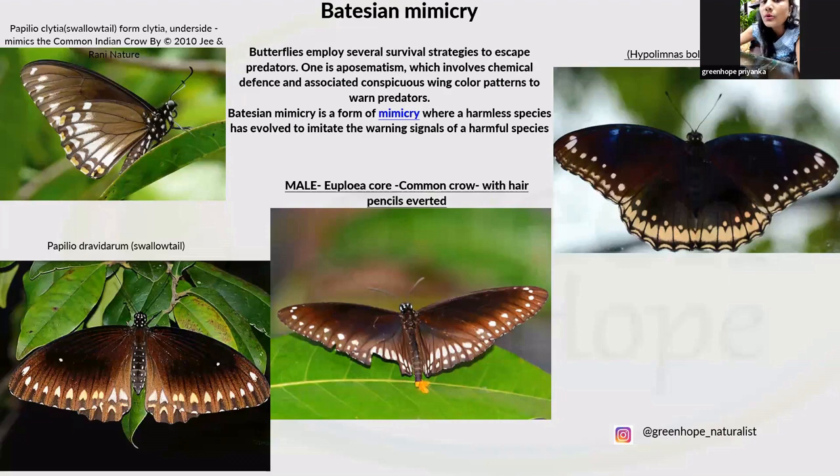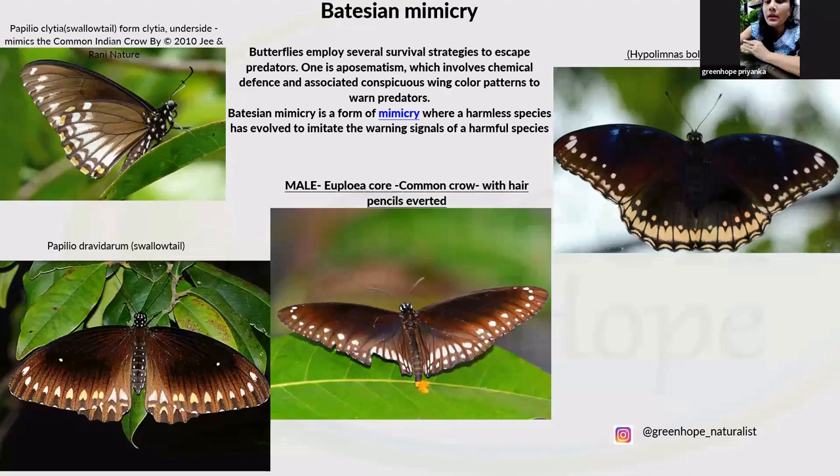Why do they mimic the common crow? Because the common crow is a poisonous butterfly. Why is the butterfly poisonous? Because when they feed on poisonous or milky sap plants, they become unpalatable to predators. So other butterflies mimic the poisonous butterflies because of the predators. If predators see these palatable butterflies, but their wing patterns are similar, they will not eat them, thinking they are poisonous butterflies. So that is known as Batesian mimicry.